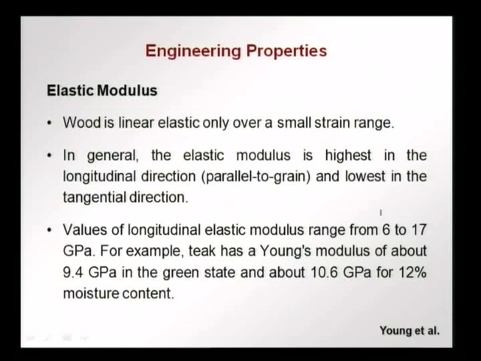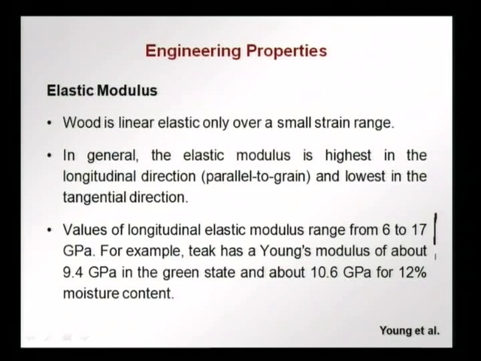Now let's start looking at the engineering properties of wood. With regard to the elastic behavior, wood is linear elastic only over a small strain range, that is, there is a small displacement over which the behavior is linear elastic. The elastic modulus or the Young's modulus is highest in the longitudinal direction, that is parallel to the grain. That is where we saw that the primary bonds are aligned, and the elastic modulus is lowest in the tangential direction, that is across the grains, between the grains, where you only have secondary bonds like van der Waals and hydrogen bonds.